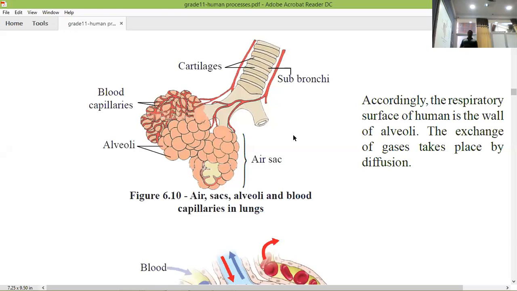Why do they look like clusters? It is an adaptation, a modification to increase the surface area for efficient gas exchange. Increasing surface area. Okay, I will draw on the board.